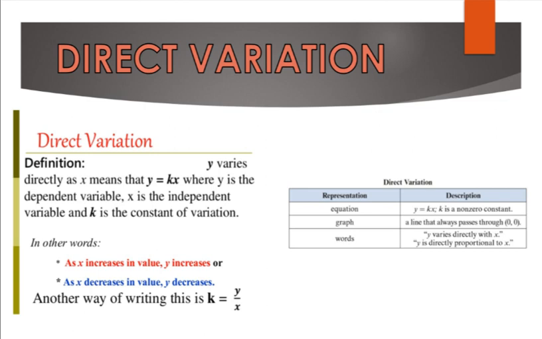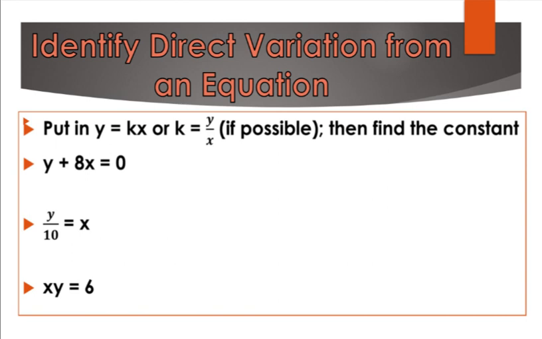So to find the constant, you just solve for k. So if you're starting off with y equals k times x, to get k by itself, divide by x. So to find the constant given an ordered pair, you take your y value and divide it by your x value. Let's take a look at an example here. It says put y equals kx or k equals y divided by x if possible, and then find the constant.